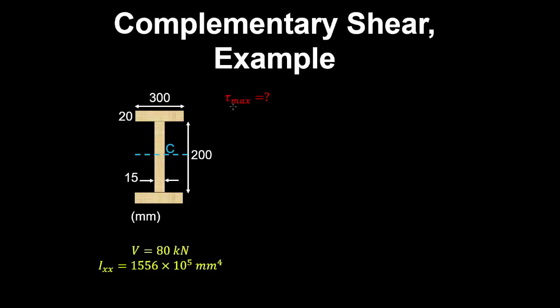Let's calculate the maximum shear stress in this section. And we know that the maximum shear stress occurs at the centroid. So by the shear formula, we have tau at the centroid is the shear force by Q on the second moment of area by the thickness of the shear plane. And Q is y bar dash by A dash.